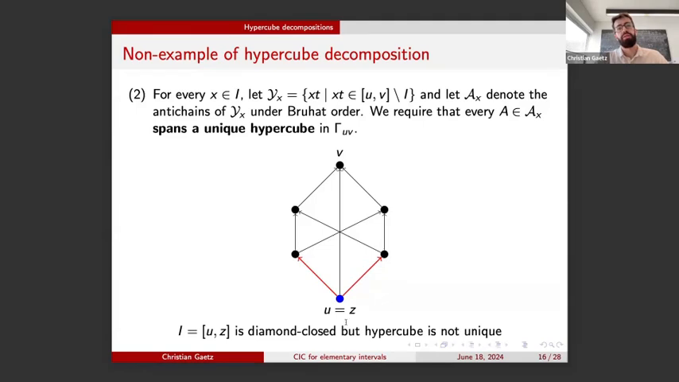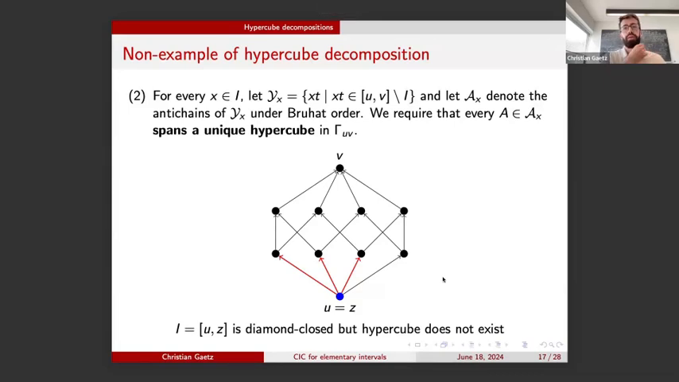So these 2 red arrows are supposed to be the bottom of a unique diamond, but again, we see that's not the case because there are 2 ways to complete these 2 to a diamond. Both of the elements of height 2 work. Okay, so this satisfies the first condition. It is diamond closed, but we don't have the hypercube condition.